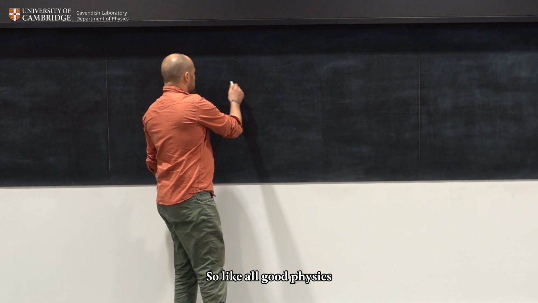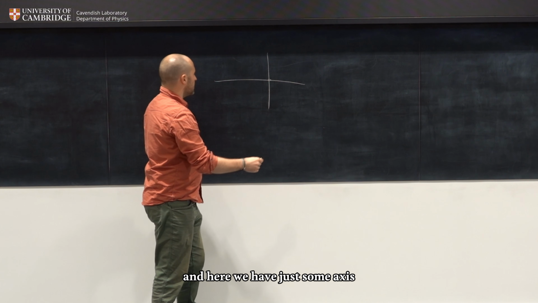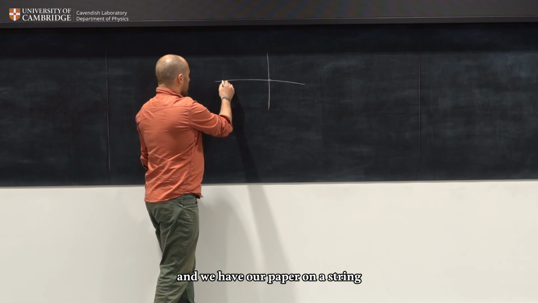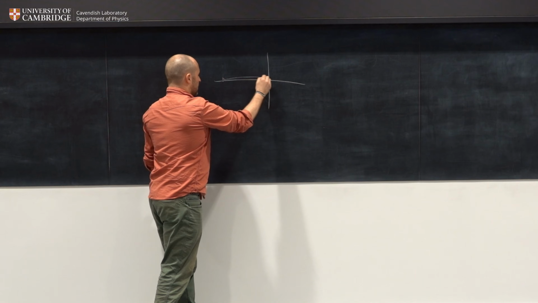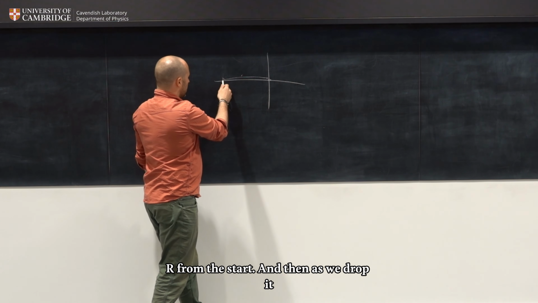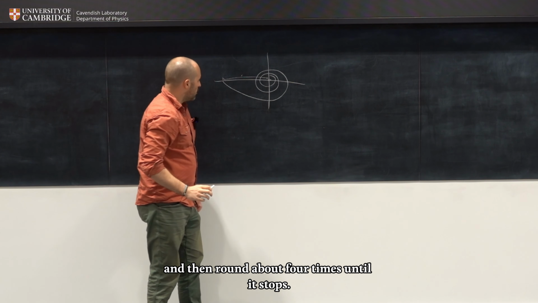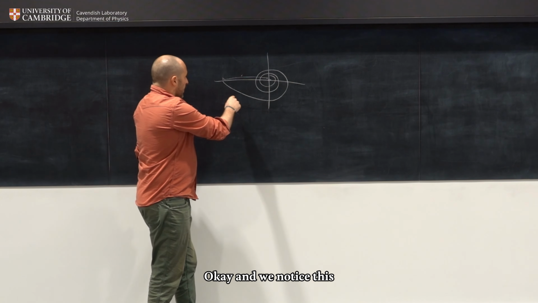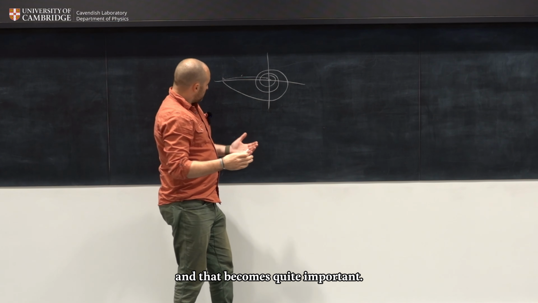So like all good physics, the first thing we'll do is draw a diagram. And here we have just some axes, that's our pencil there. And we have our paper clip on its string, starts off at some distance, r from the start. And then as we drop it, it goes down, rounds up, and then goes round about 4 times until it stops. Okay, and we notice this, that r is getting smaller, and that becomes quite important.